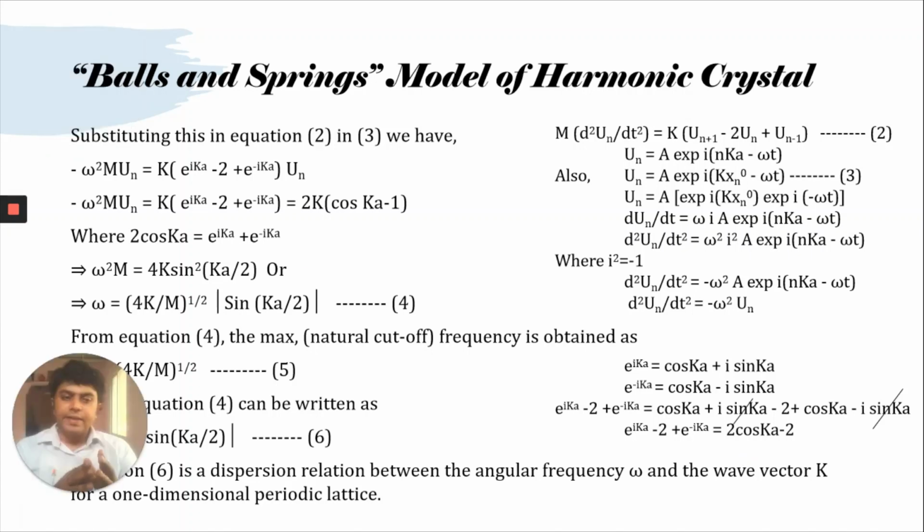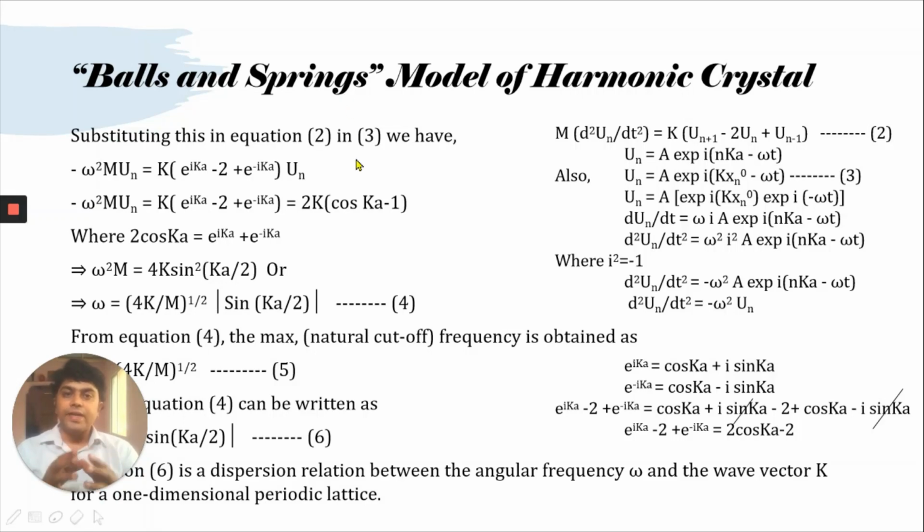Again, you can take the expression e to the power of ika minus 2 plus e to the power of minus ika, which can be equated as 2 cos ka minus 2. So we use this expression in the equation we have obtained. Minus omega square m u of n equals k times e to the power of ika minus 2 plus e to the power of minus ika, which is equal to 2k, taken as common, within the parenthesis cos ka minus 1.